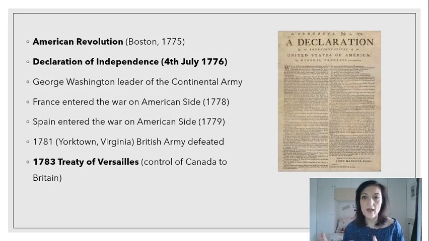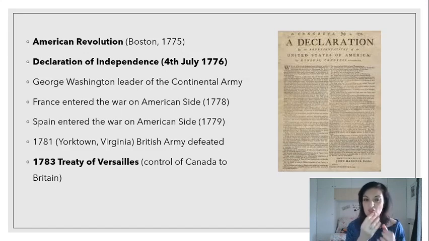You can see here on the right the Declaration of Independence, which was signed by the representatives, the deputies of the British colonies. Okay? This happened on the 4th of July 1776, but don't forget that the war didn't end on the 4th of July 1776 because the events of the war went on, okay? In this moment, George Washington was a general and he became the leader of the Continental Army. The Continental Army was the army of the British colonies in America.